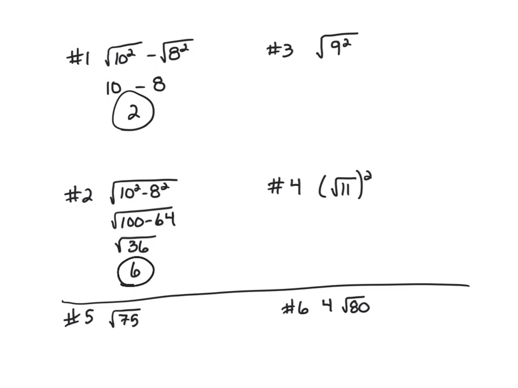Okay, moving on to number 3. I actually probably should have looked at number 3 before number 1, but the square root of 9 squared is just 9. Square root and squared cancel each other out. But the reason I have it as number 3, so we can compare it to number 4.